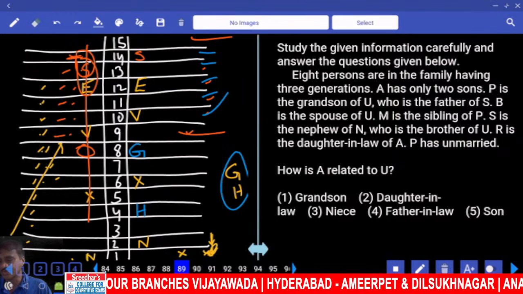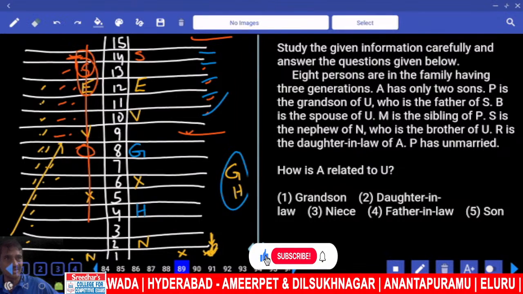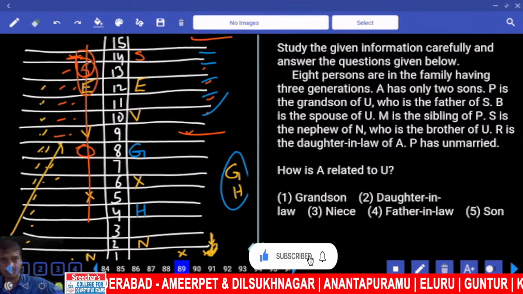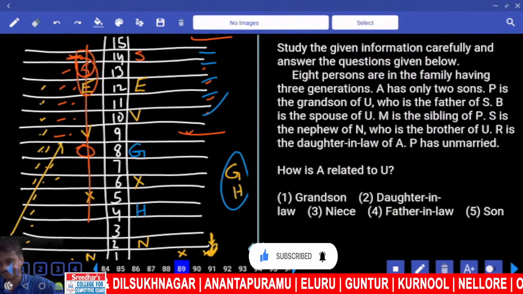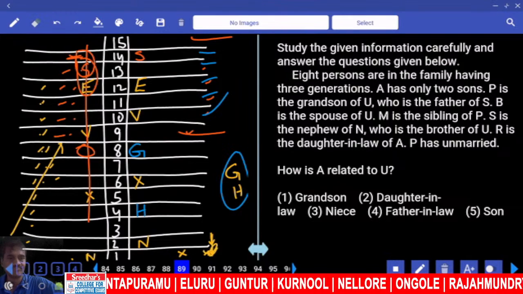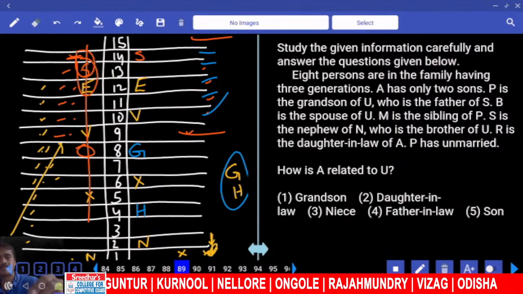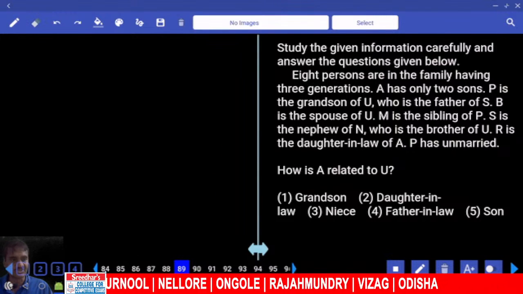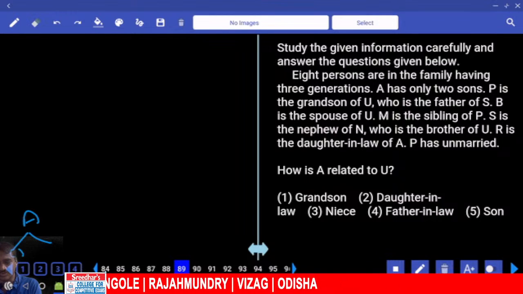Now here in this one 89 to 91, it comes under blood relation. Now blood relation, definitely under the first priority in your examination. Now 8 persons are there in a family and having how many generations? 3 generations. So let's start with this. Now 8 persons and A has only 2 sons. A is having how many? Only 2 sons.